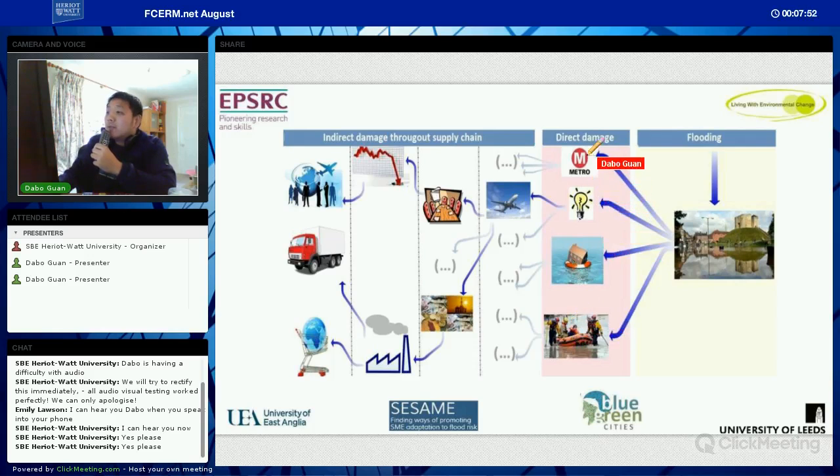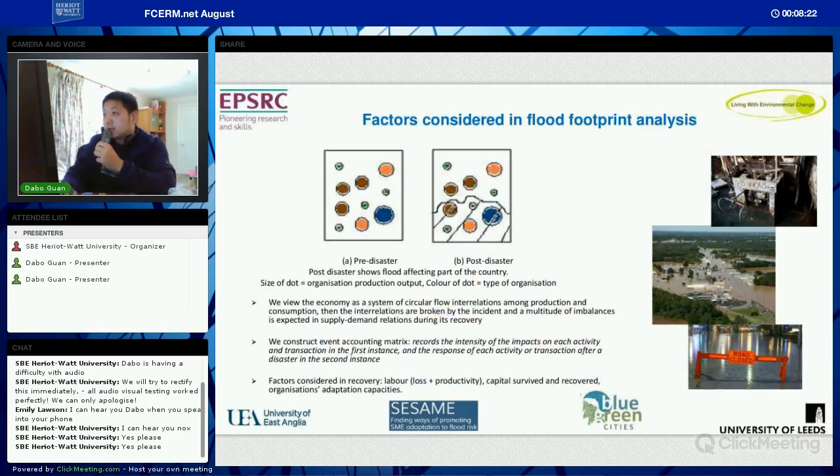If the railways or the metros are closed down, they would have an impact through the whole supply chain, because you can't travel and you can't perform any knock-on, cascading activities. For example, you can't catch a flight anymore, then you cancel meetings, etc., along the supply chains. All those indirect impacts together, plus the direct impact, are captured as a flood footprint.